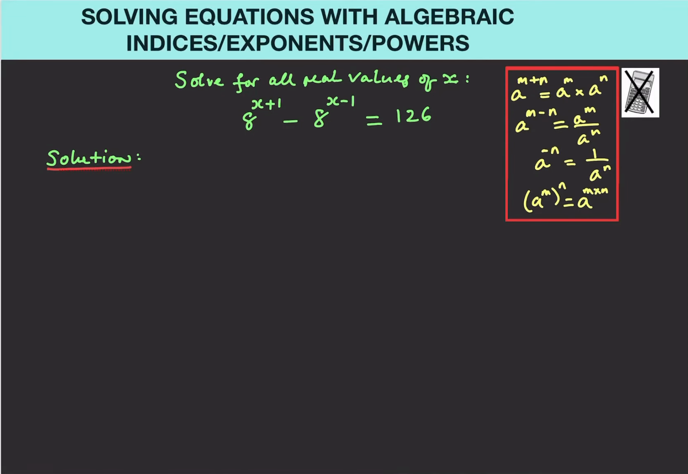Hi, in this session I'm going to be looking at solving equations with algebraic indices, exponents, or powers. It depends on what you're used to, the terminology. It says solve for all real values of x, 8 to the power of x plus 1 minus 8 to the power of x minus 1 equals 126. It's a non-calculator question. This question could appear in the AS or A level.